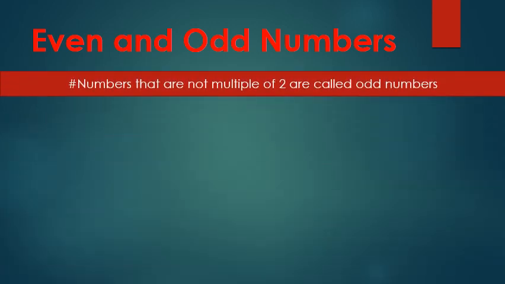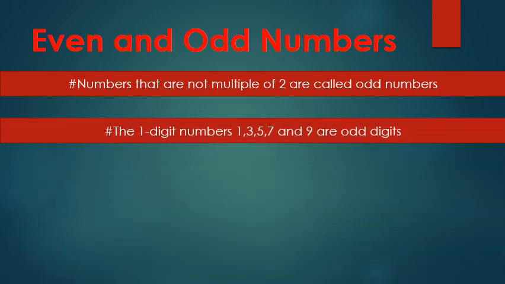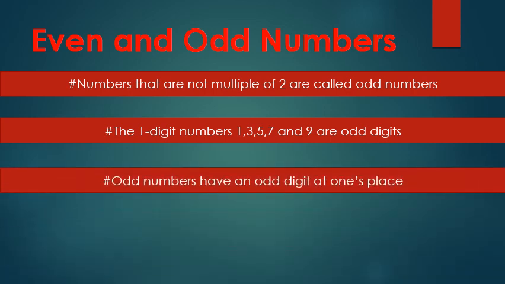Now, let's study about odd numbers. Numbers that are not multiples of 2 are called odd numbers, right? So, the one-digit numbers 1, 3, 5, 7 and 9 are odd digits. Odd numbers have an odd digit at one's place, right? And moreover, odd numbers are not divisible by 2, right?